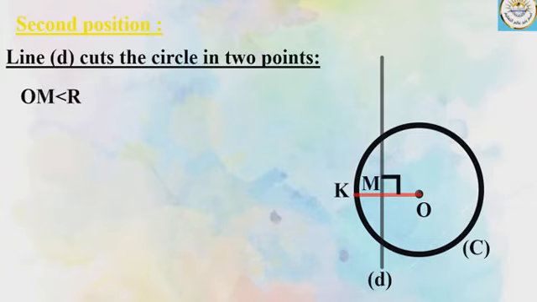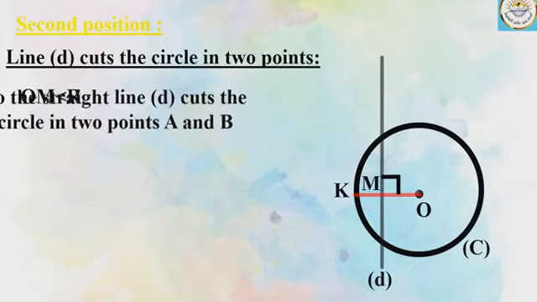So the distance between the center of the circle and the point where the perpendicular meets the line, which is point M here in this example, is smaller than the radius of the circle. And in this case, if we have OM smaller than R, we can notice that the line cuts the circle at 2 points.